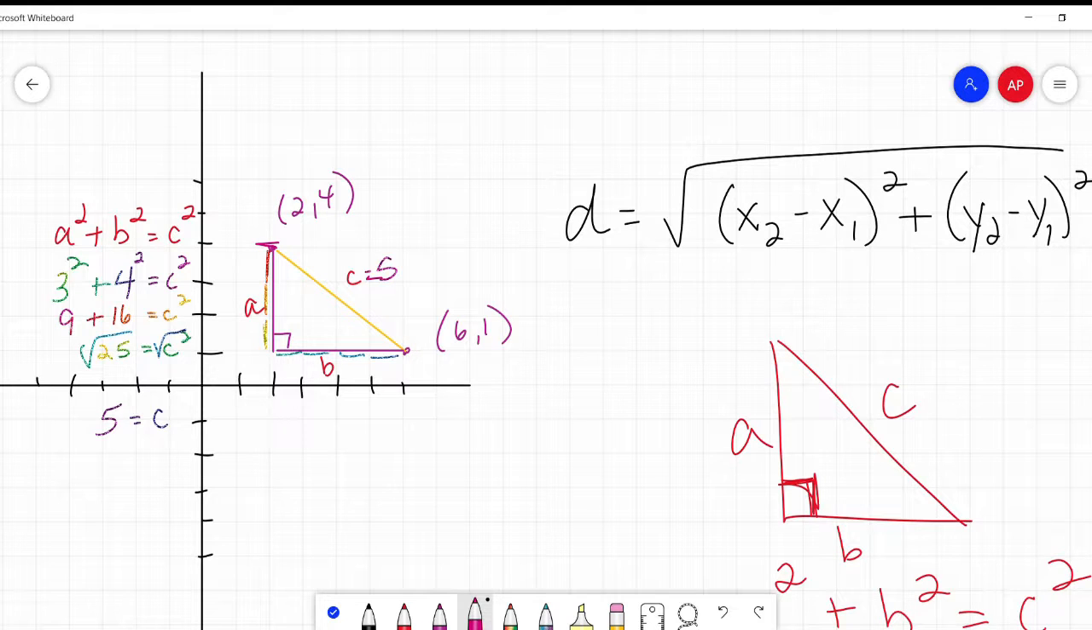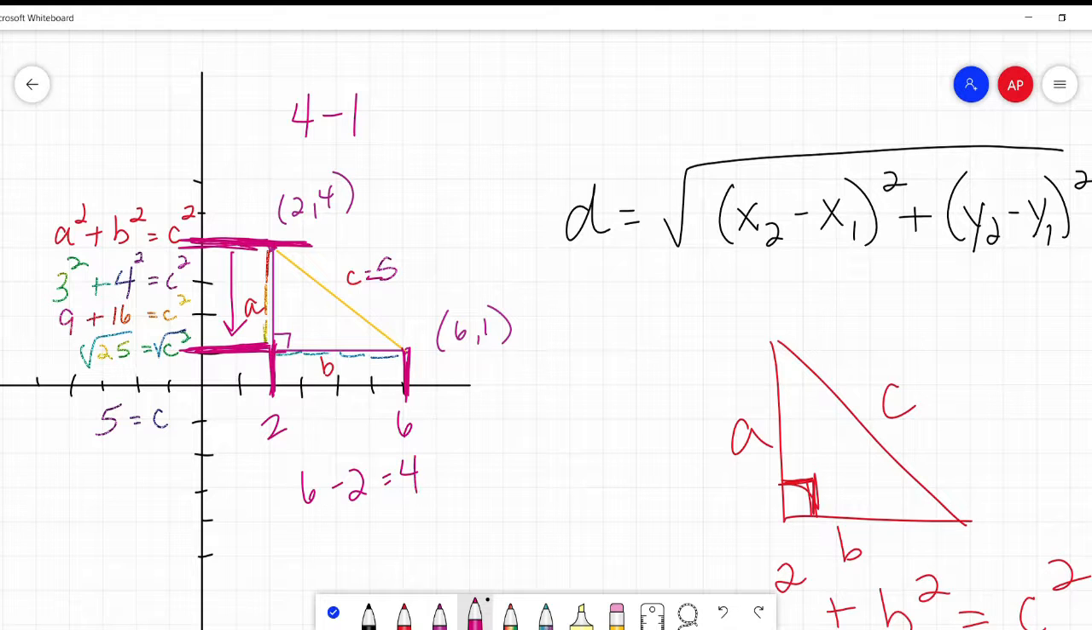What's another way that we could have said, how long is A? Well, this point up here is where y is 4. Down here is where y is 1. So if I said, how far is it from 4 down to 1, you would say, okay, 4 minus 1, or that's 3, right? How about for B? We counted and said it was 4, but if I didn't have a graph handy and I just wanted to know how far it was, I would go, okay, well, the x value is 2, and the x value is 6. 6 minus 2 is 4. Now I know B is 4.